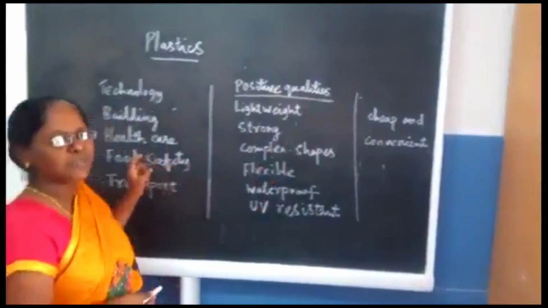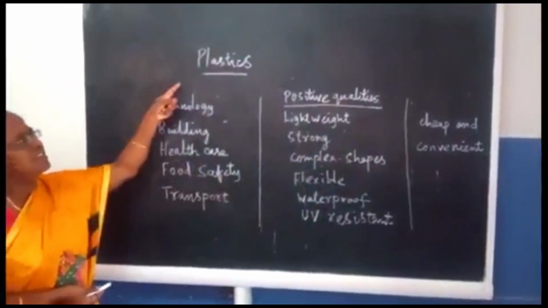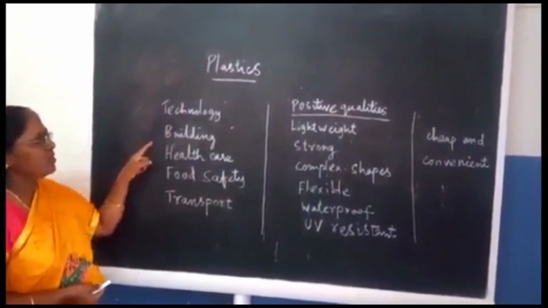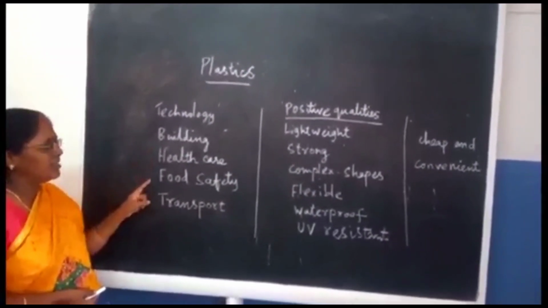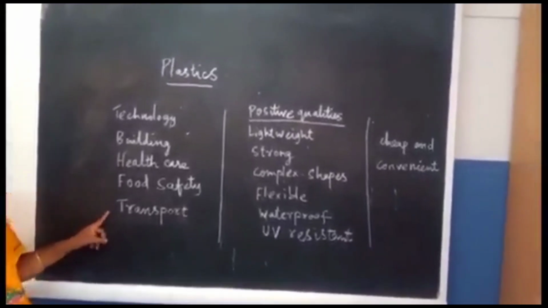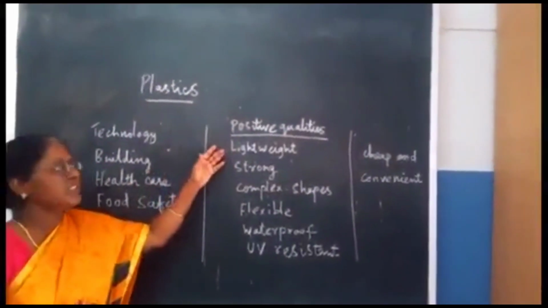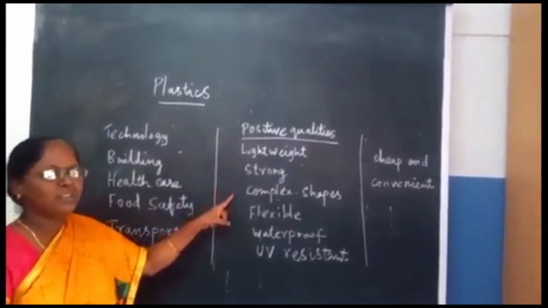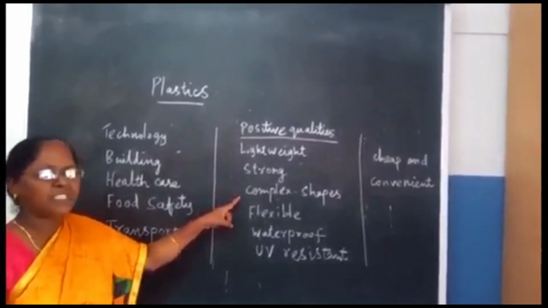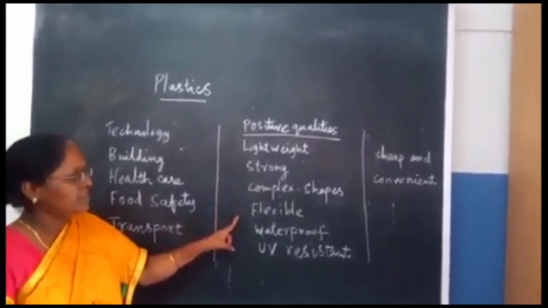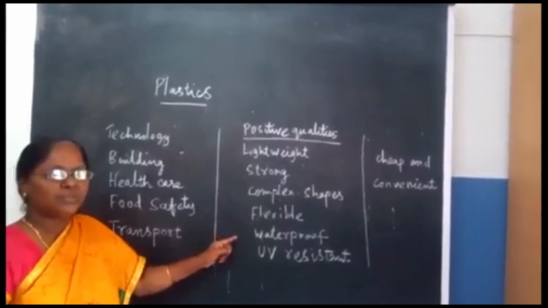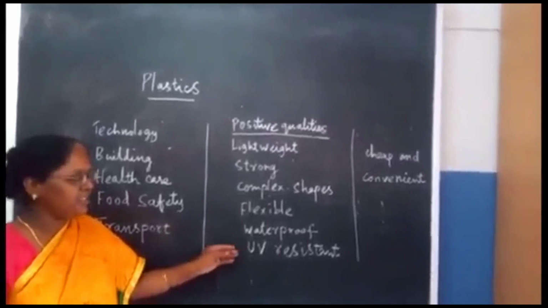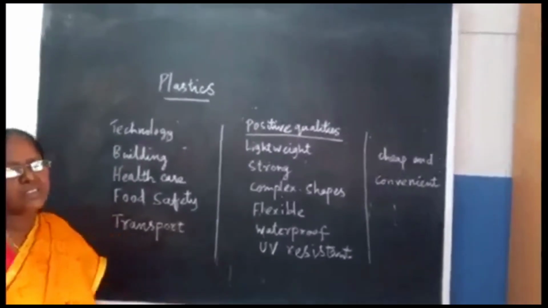Shall we revise from the beginning? So plastics helped us to make advancement in technology, building, healthcare, food safety and transport. So what are the positive qualities here? First one is lightweight, second one is strong, third one is complex shapes. Complex means difficult. Here the fourth one is flexible, waterproof and UV resistant. UV means here ultraviolet resistance.